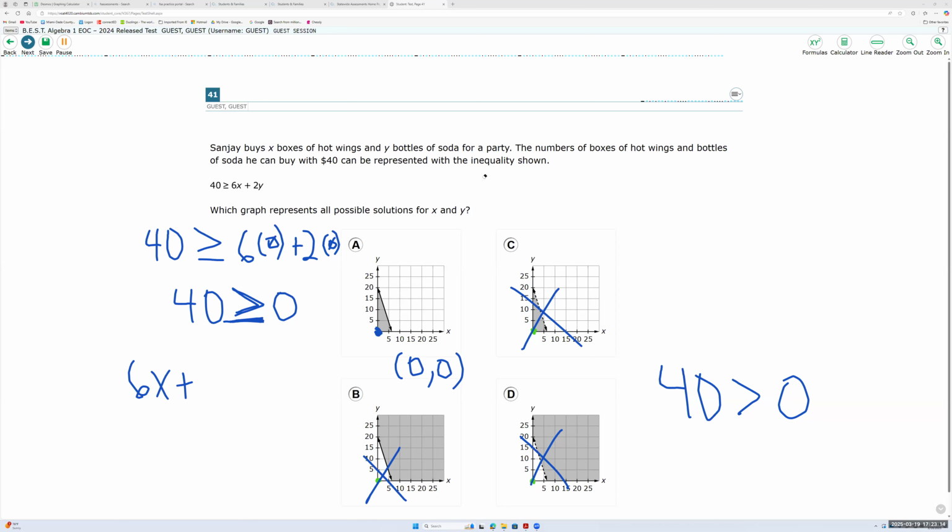Written another way, 6x plus 2y, or 0, has to be less than or equal to 40. I know I have to shade under the line when the letters are on the left. So either way, the answer is A. So you need to pause or wait till the end of the video, and I'm going to choose A and move on.